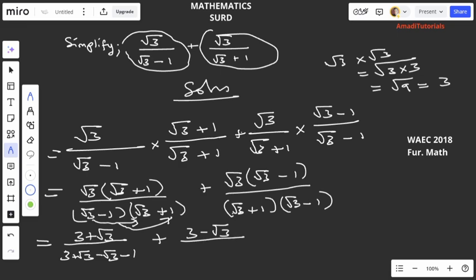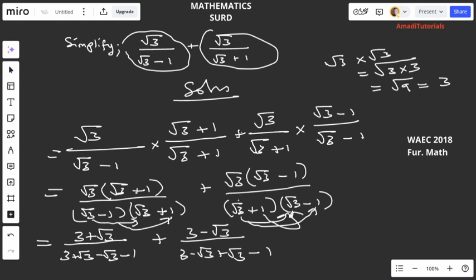Divided by, root 3 times root 3 will give you 3. Then this same root 3 times minus 1 will give you minus root 3. Then you come, 1 times root 3, plus root 3. Then 1 times minus 1, minus 1. Okay, proceed.